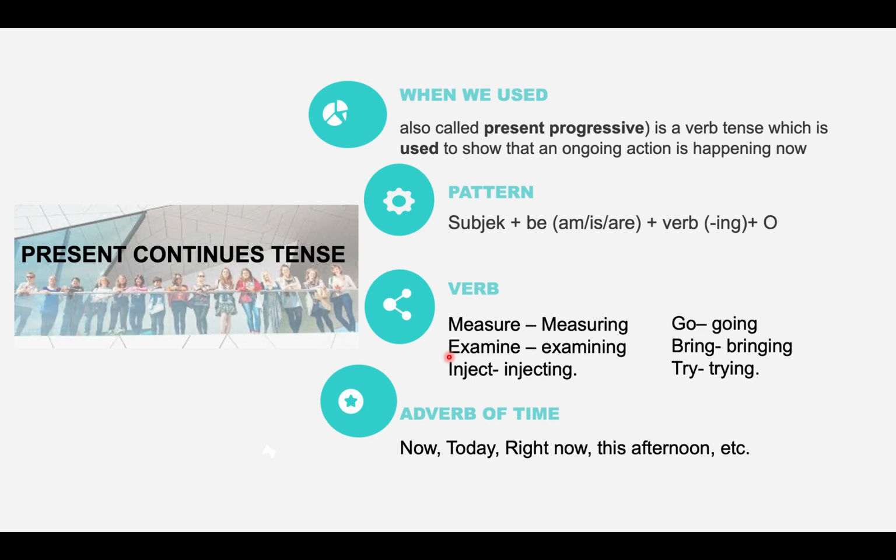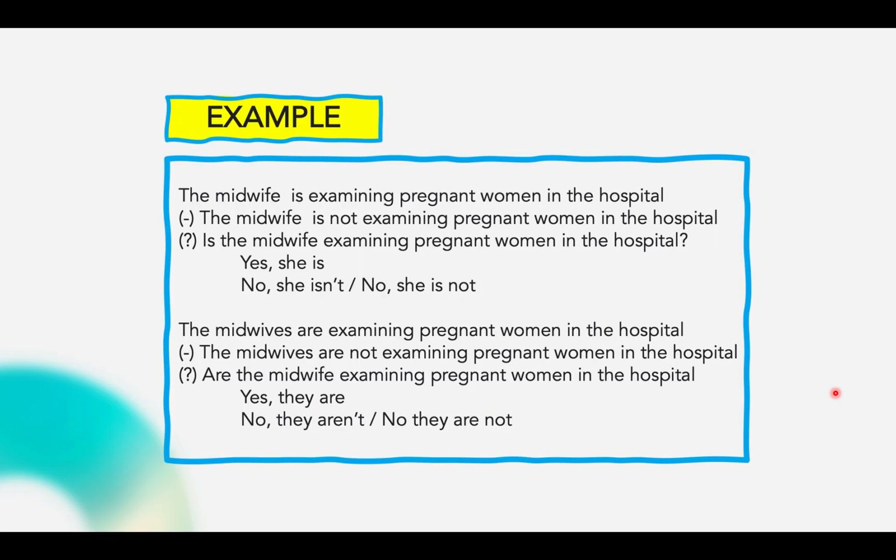This is the example of verb ing. You can see here, we can say together: measure, measuring; examine, examining; inject, injecting; go, going; bring, bringing; and try, trying. And about the adverb of time, you can use now, today, right now, this afternoon, this morning, this year, for example. So it just depends on the situation that you want to say. And here is the example.